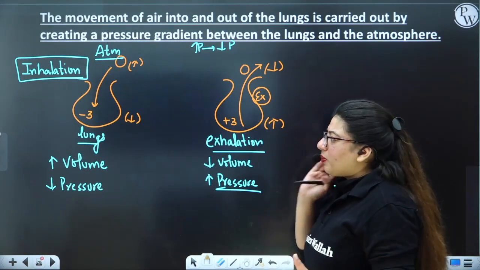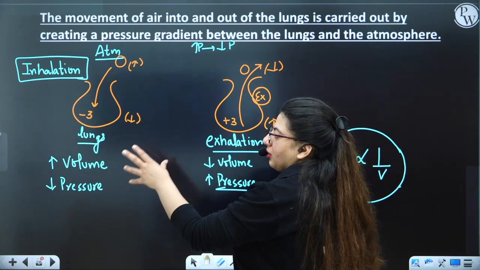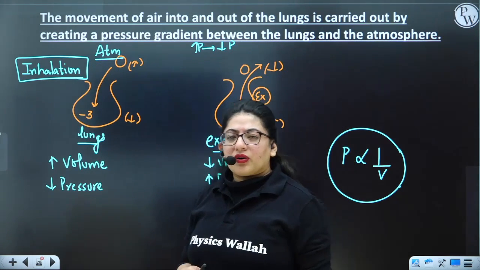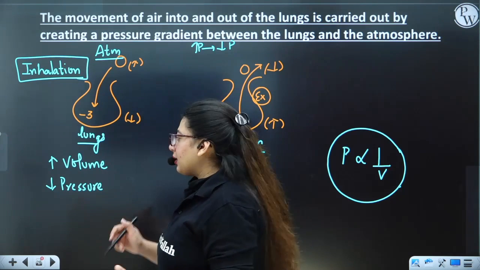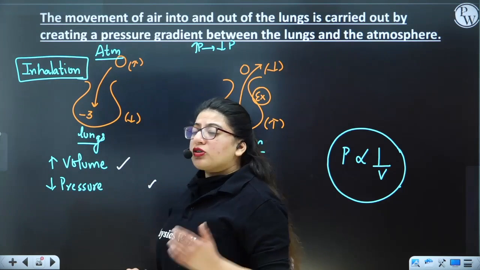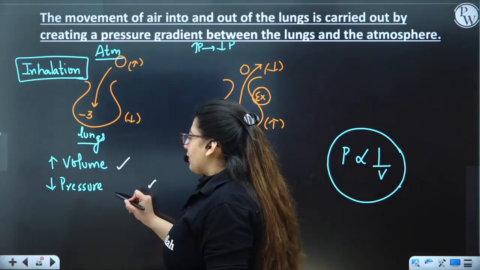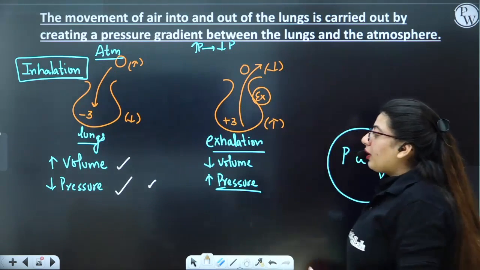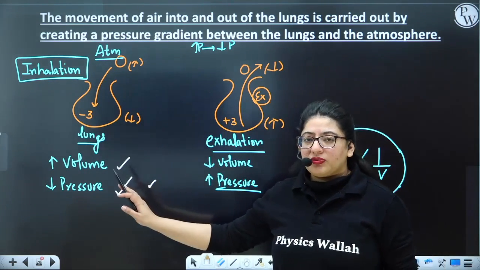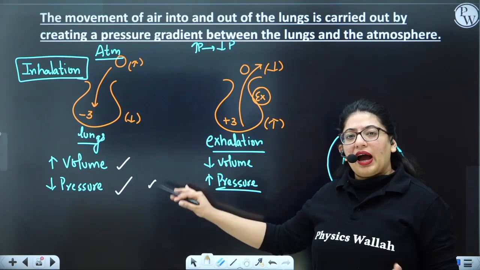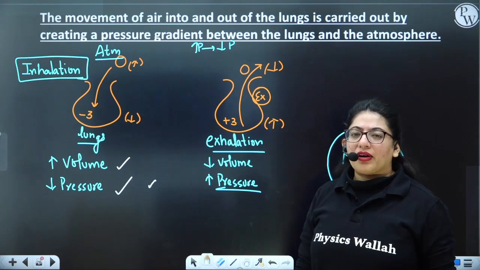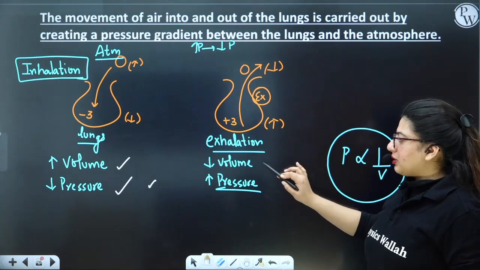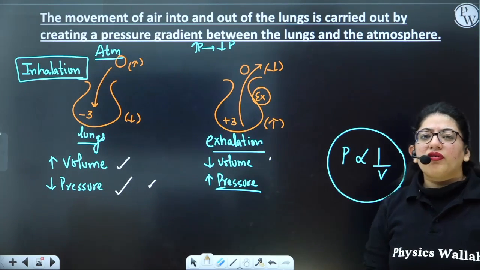You know, in inspiration, the external intercostal and the diaphragm muscles both are contracting and both are doing the same thing. That is, they're increasing the volume. Because when the volume gets increased, the pressure decreases and air moves from high pressure to low pressure. So during exhalation, whatever inspiration muscles have contracted, they have to relax and everything goes back to its normal position. As a result, the pressure will increase due to decrease in volume and the air will move out.